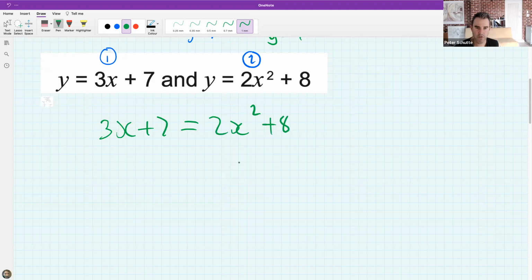My first step was to do that because equation 1 was actually very nicely set up so that I could sub it into equation 2 very easily.